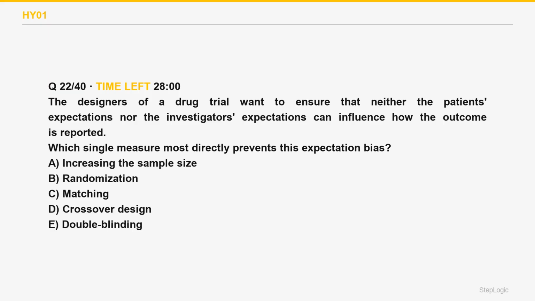Which single measure most directly prevents this expectation bias? The designers of a drug trial want to ensure that neither the patient's expectations nor the investigator's expectations can influence how the outcome is reported.